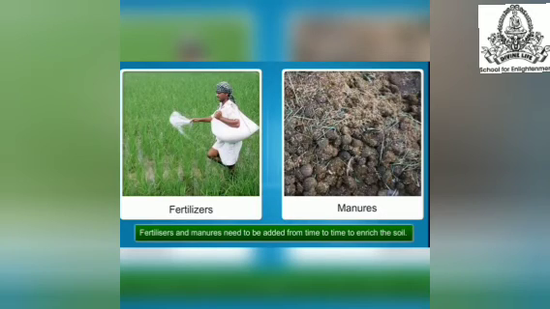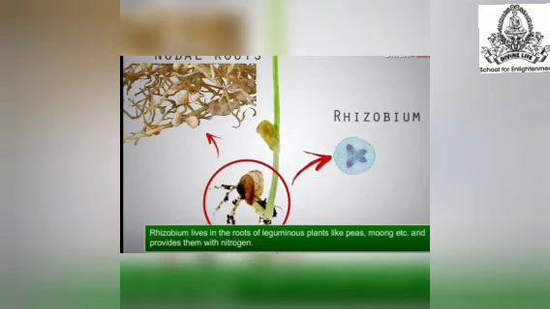Have you seen farmers spreading manure or fertilizers in the field? Do you know why this is done? When fertilizers and manures are added to the soil in the field, the soil gets enriched with nutrients like nitrogen, phosphorus and potassium. The crop plants can then grow well in this soil.